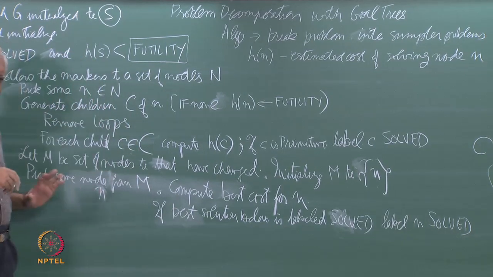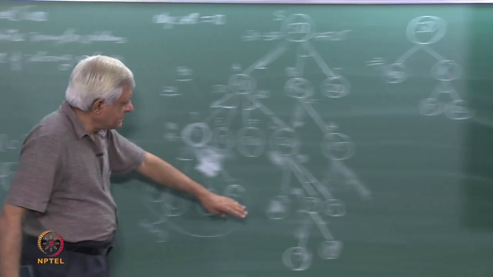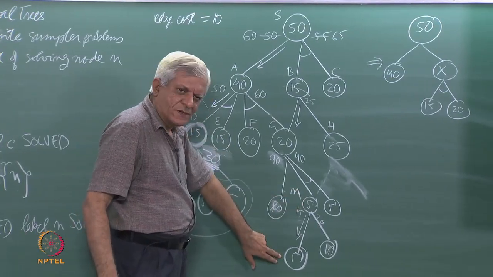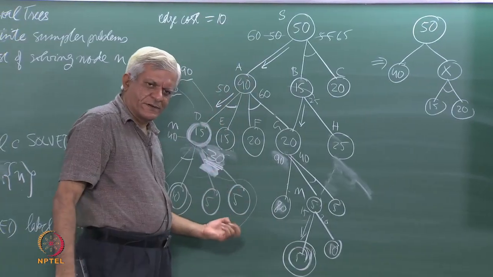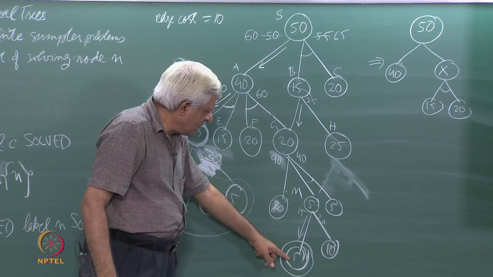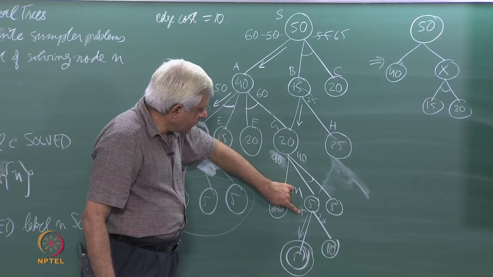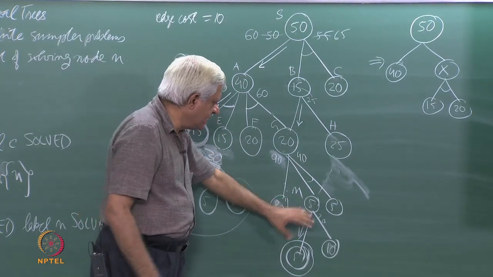So, if the best solution below it is labeled solved, you label it solved. If I take this example again, the other side, supposing this was n, this is a better node. If this is solved, and I will use a double circle to denote a solved node, what do I need to do? I need to update n from 5 to 15, that is the new cost, that is the best cost for solving n.